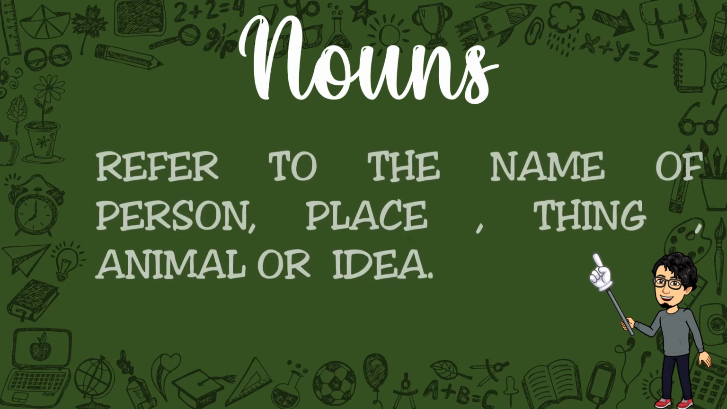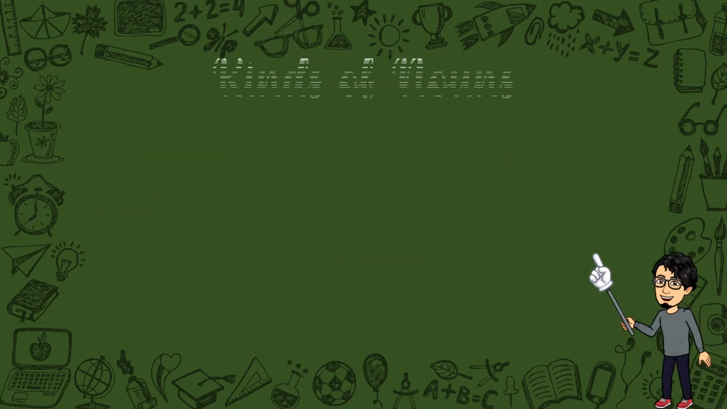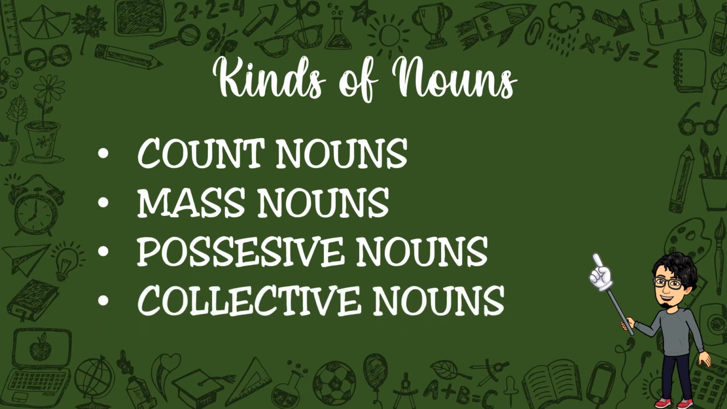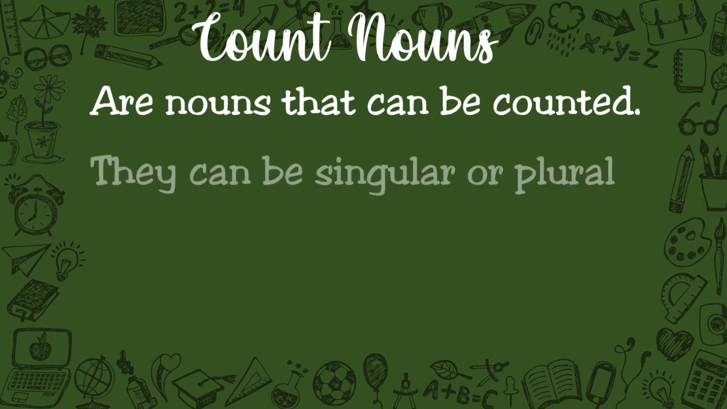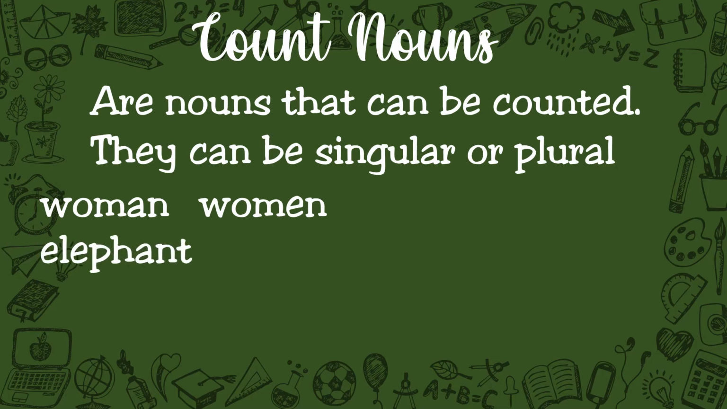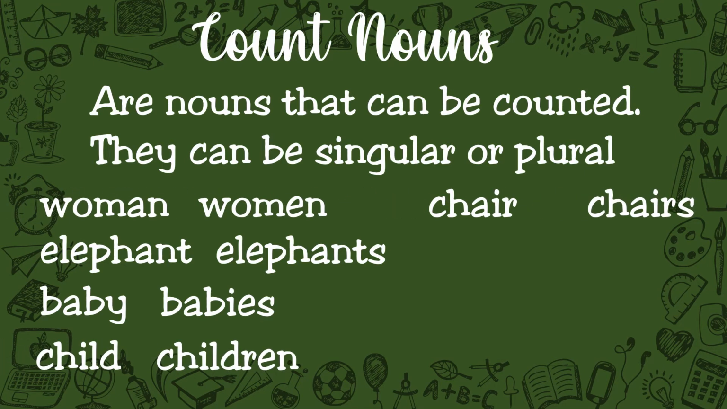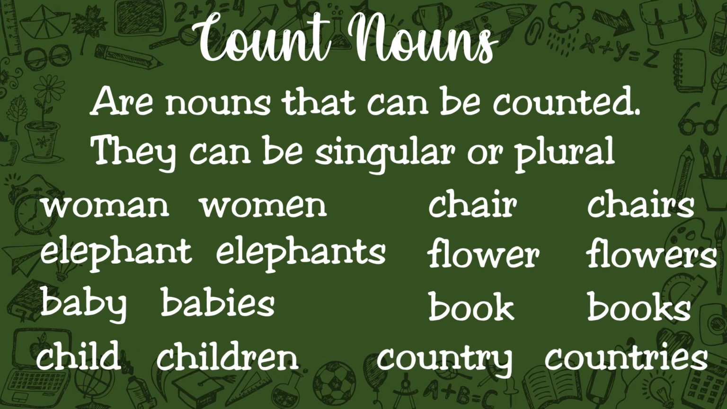Those highlighted words that we read on the passage are called nouns. Nouns refer to the name of person, place, thing, animal, or idea. There are different kinds of nouns: count nouns, mass nouns, possessive nouns, and collective nouns. First, let us talk about count nouns. Count nouns are nouns that can be counted. They can be singular or plural. For example, if there's only one, we call it woman. If there are two or more, we call them women. Elephant, elephants. Baby, babies. Child, children. Chair, chairs. Flower, flowers. Book, books. Country, countries.